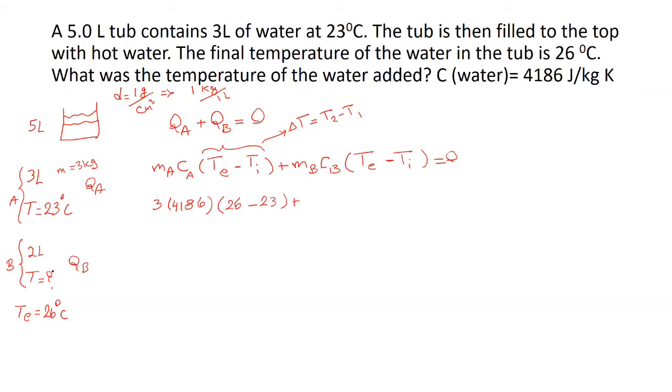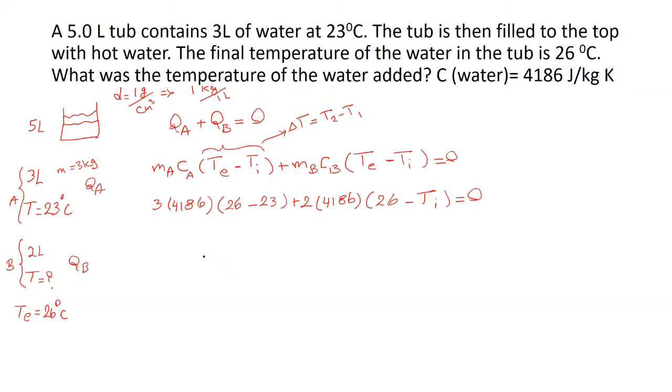MB. Again, it's 2 liters, but because it's water, it means it's 2 kilograms. C is 4186, times 26 minus Ti, that we don't know, we want to find.